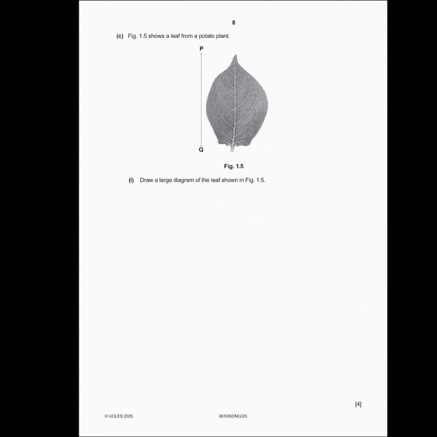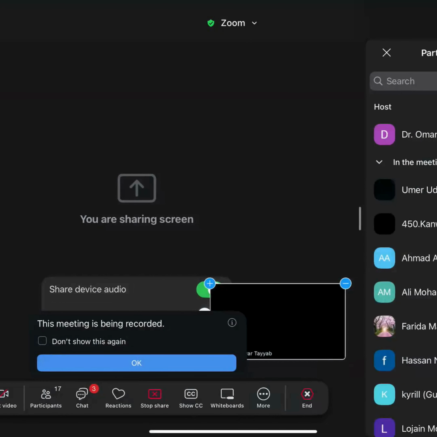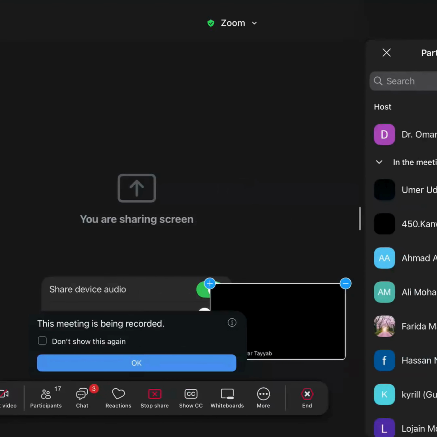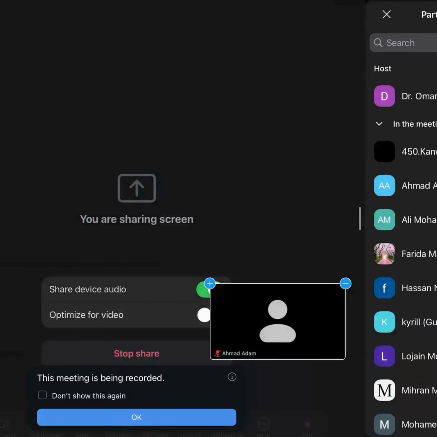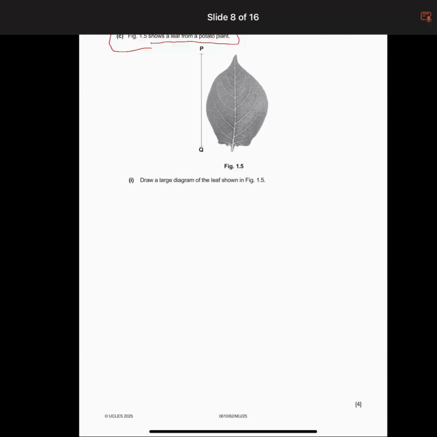Question C. A leaf is taken from a potato plant. Draw a larger diagram of the leaf shown in this Figure 1.5.